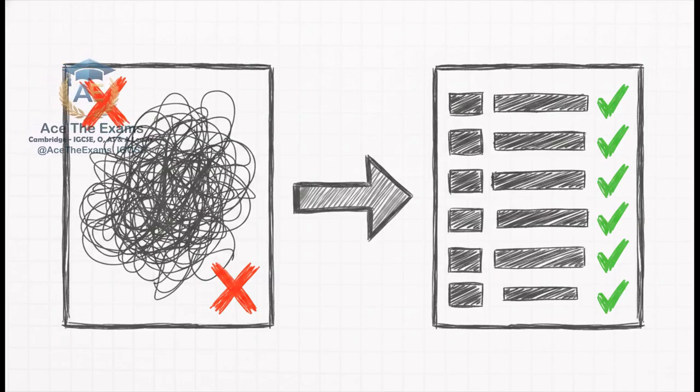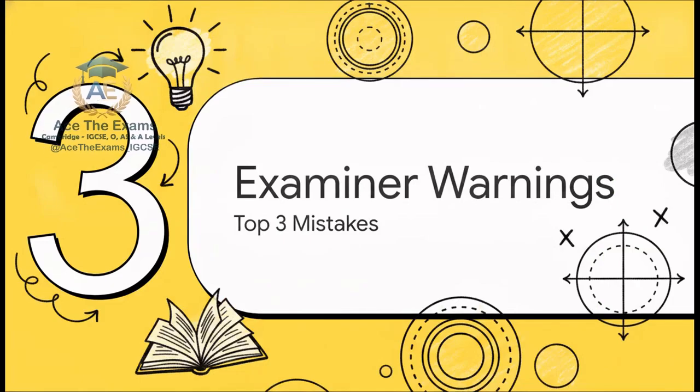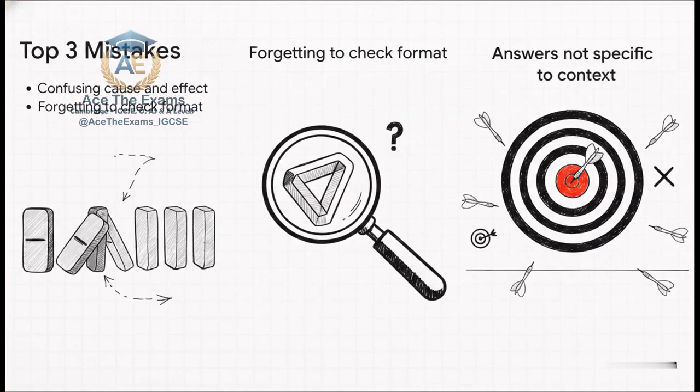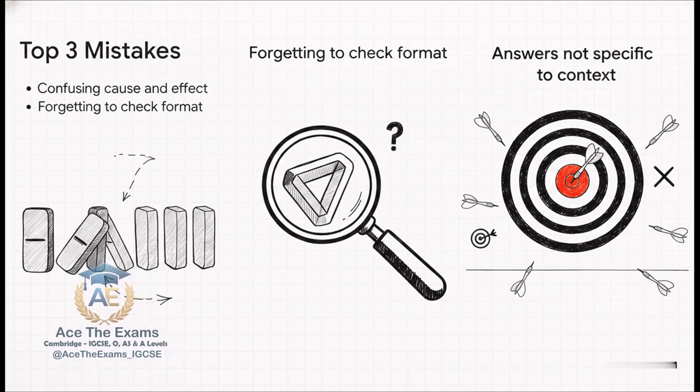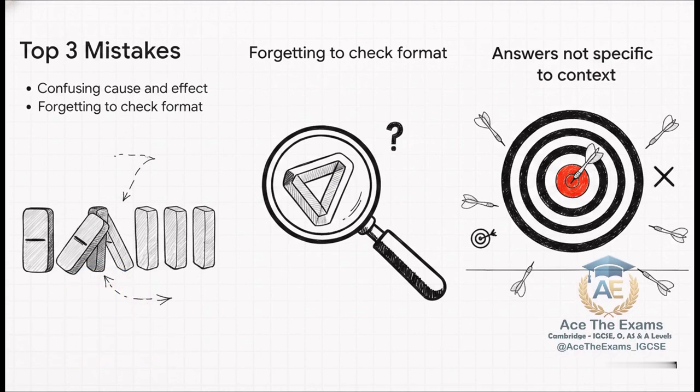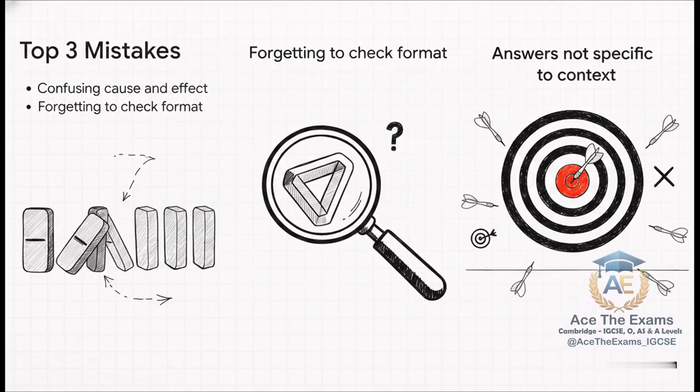All right, Section 3, Critical Examiner Warnings. Let's shift gears and look at the insider secrets directly from the principal examiner reports, so you can avoid the traps that cost others dearly. This slide breaks down the top 3 reasons students lose marks. It proves that a lack of specificity and poor formatting can ruin an otherwise brilliant mathematical analysis.